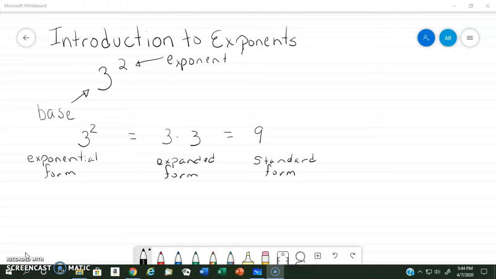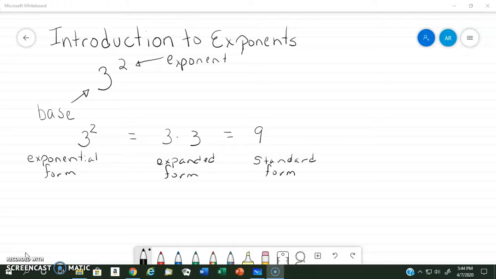But the exponent and the base can be variables as well, but we're just not going to go there right now. So when I talk about different forms of that number, I have something like 3 squared. That's considered the exponential form. But what 3 squared really means is 3 times 3. And so that's the expanded form. The standard form is when you actually do the math and you actually have a number. So your standard form would be 9.